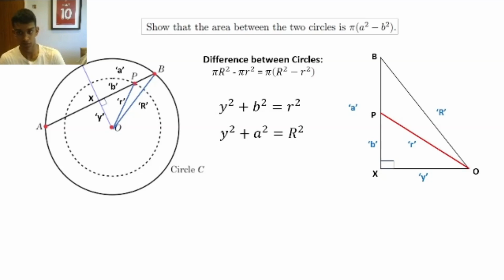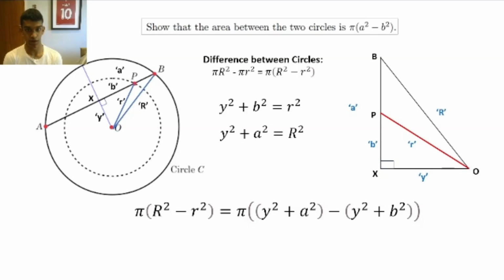Using Pythagoras' theorem in a right angled triangle, y squared plus b squared is equal to small r squared, and y squared plus a squared is equal to large R squared. What can we do with this information, do you think? We can probably input the values for small r squared and the large R squared back into the difference between the circles. And there we get pi times R squared minus small r squared is equal to pi multiplied by y squared plus a squared, take away y squared plus b squared, the formulas we just derived from the Pythagoras triangle.